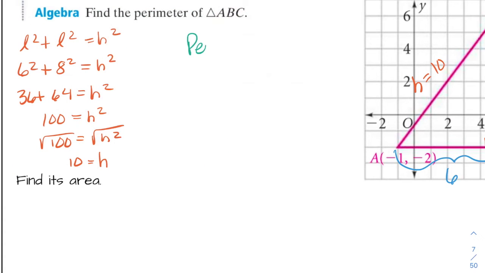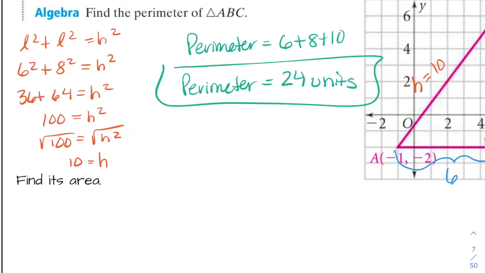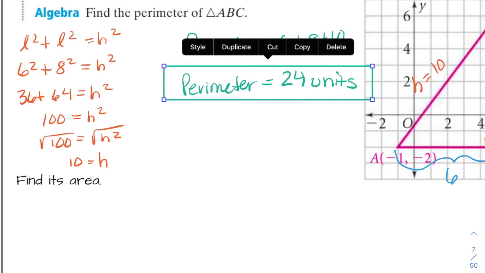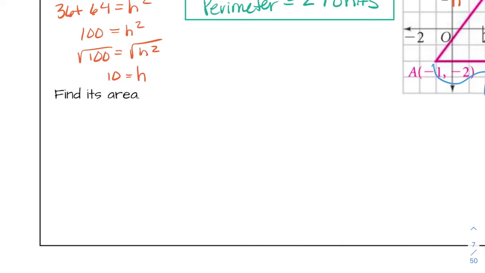So perimeter equals 6 plus 8 plus 10. So perimeter equals 18, 19, 24 units. We don't know if it's inches, feet, yards. It doesn't matter. It's on a coordinate plane, so we're just going to use the term units. It's important we label this, whether it's units, units squared, inches, inches squared, yards, yards squared, feet, feet squared, anything like that.